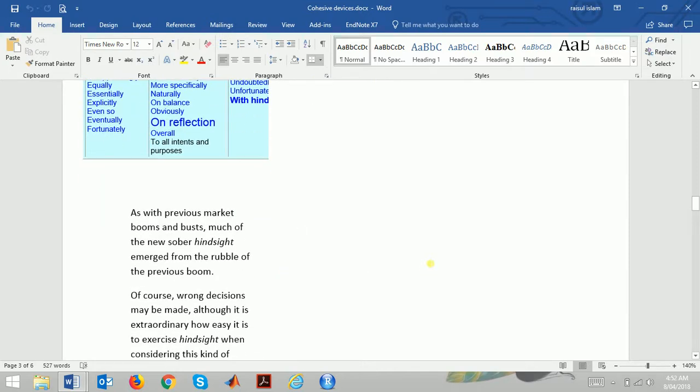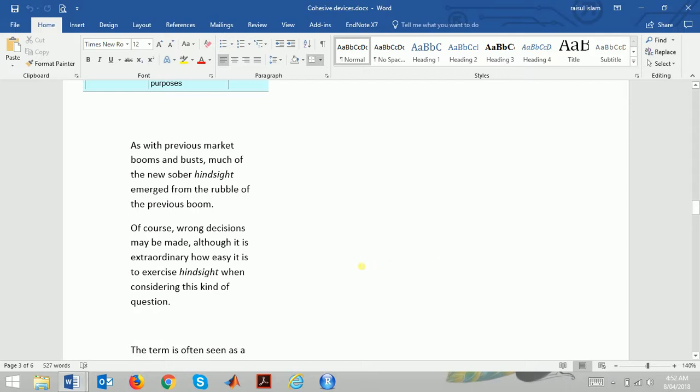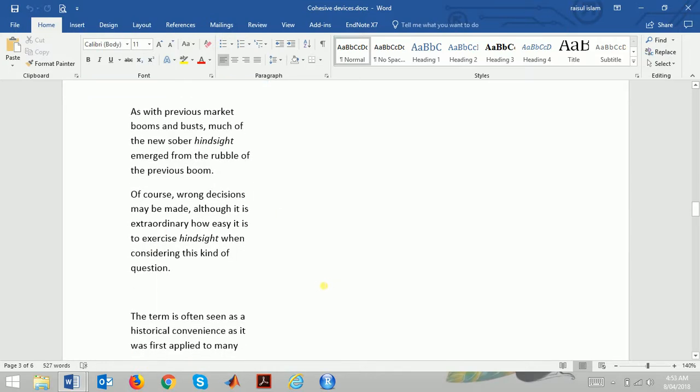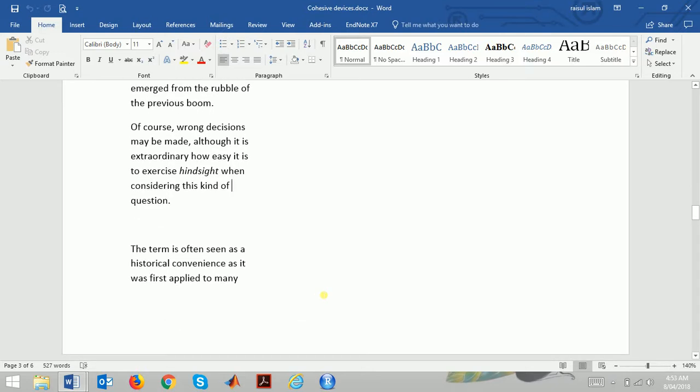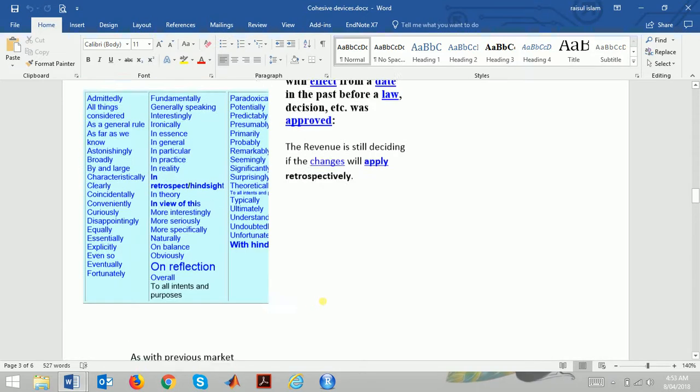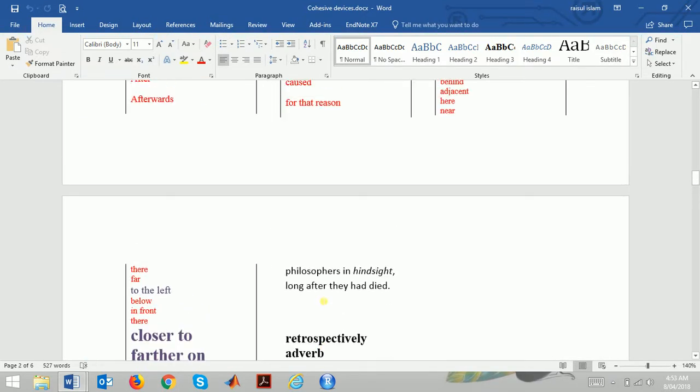Need to check out: as with previous booms and busts, much of the new, sober hindsight emerged from the rubble of the previous boom. So the previous boom in the previous generation had some problems, and the new hindsight fixes it. Of course, wrong decisions may be made, although it is extraordinary how easy it is to exercise hindsight when considering this kind of question. The term is often seen as a historical convenience as it was first applied to many philosophers in hindsight long after they had died.